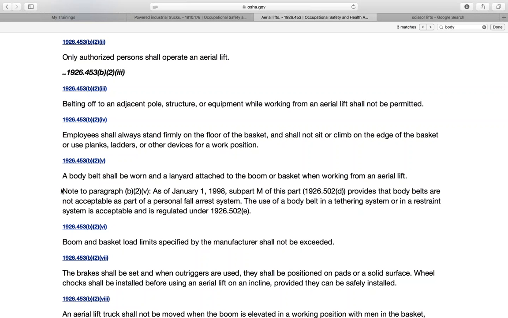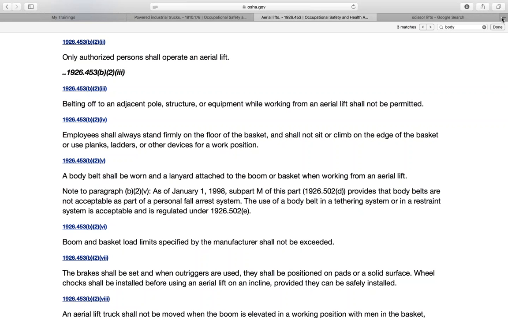Okay, now look what it goes on to say here. It says note to that paragraph, right, that as of January 1st, 1998, that part provides that body belts are not acceptable as a form of personal fall arrest. To use the body belt, it's got to be used in a tethering system or a restraint system, but it cannot be used in fall arrest. So what does that mean? That means that you cannot use it with a yo-yo and you cannot use it with a 6-foot lanyard. What it basically means is that the employee is going to have to be tethered in.